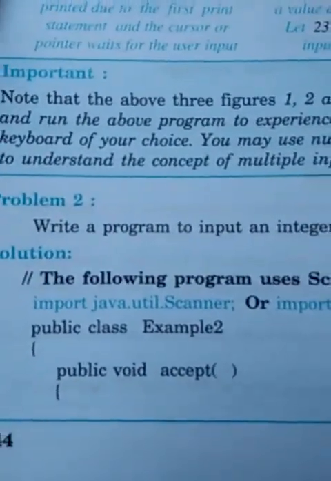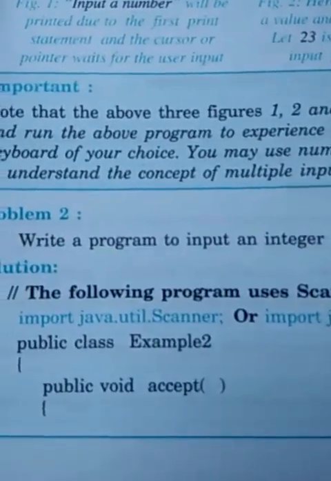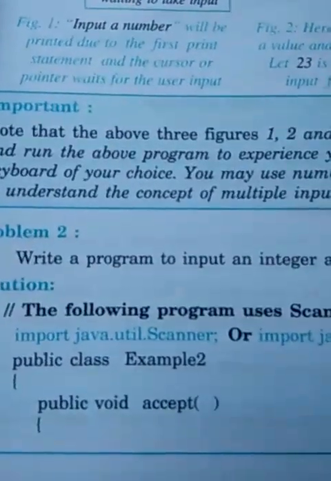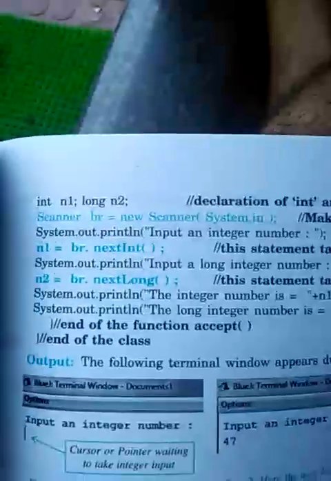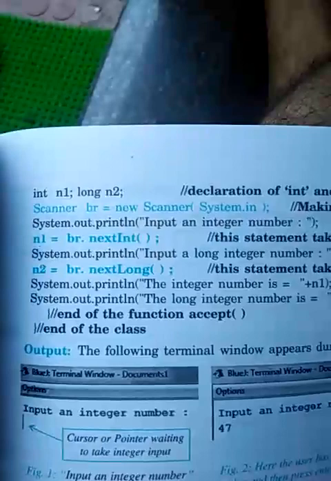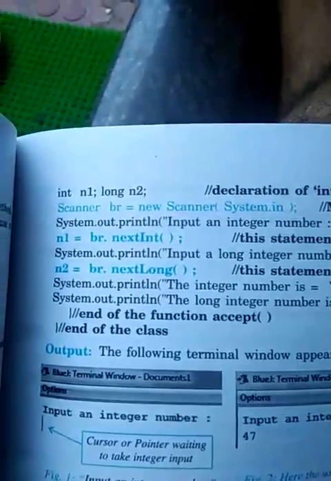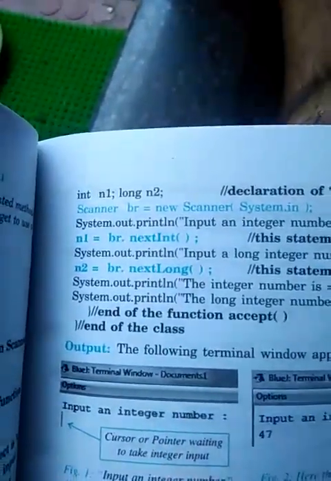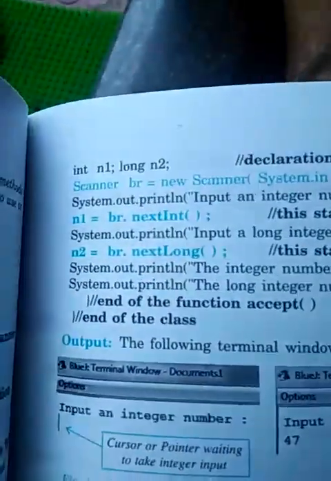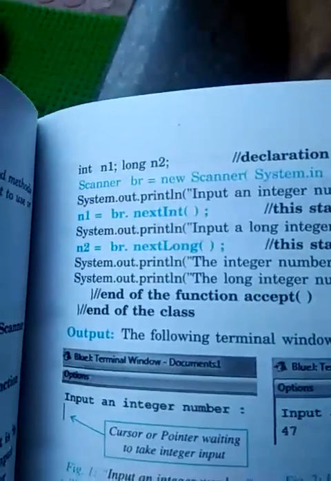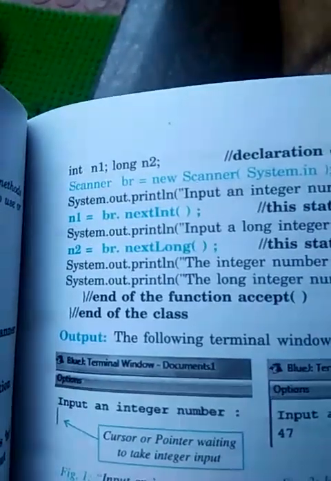Here I am showing one example in which we are inputting our data from a Scanner. First statement will be import java.util.*; then class Scanner example2, public void accept. In this function we first make the object of class Scanner, so Scanner br = new Scanner(System.in). There are two categories of data: n1 is an integer type and n2 is a long type. Before that, we print a message, enter an integer number, so n1 = br.nextInt(), that is the statement to input an integer number.